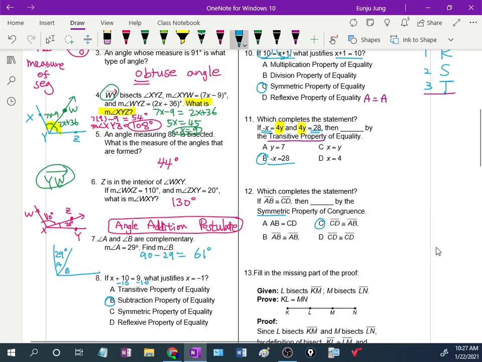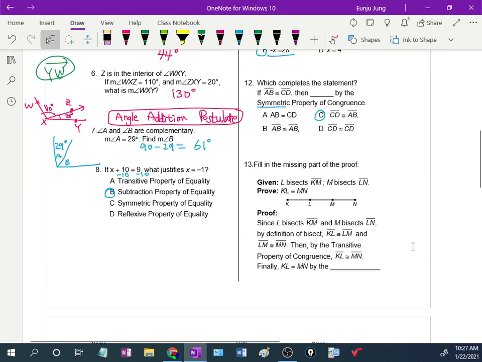Okay. Last one on front page, number 13. L bisects segment KM and M bisects LN. So we have this point in the middle and this point in the middle. Prove length of KL and length of MN are equal to each other. Proof. Wow, is it a two-column proof? No, it is not. There's no column, right? This is called the paragraph proof.